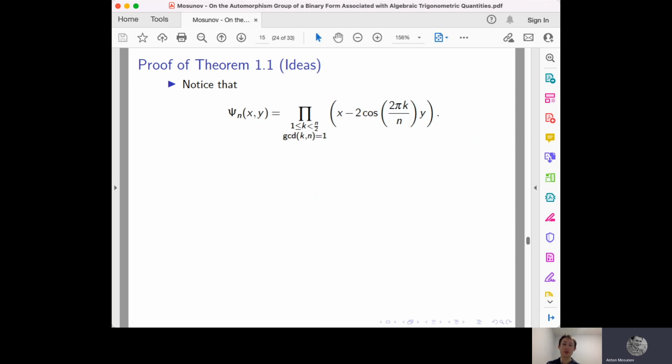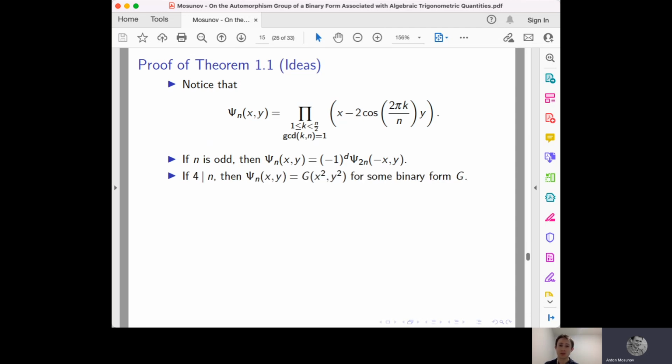For the ideas of the proof, in the case of the homogenization of the minimal polynomial of twice the cos of 2 pi over n, we simply look at the factorization of psi sub n. We notice that when n is odd, then psi sub n and psi of 2 times n are related. And we notice that if 4 divides n, then psi sub n can be expressed as g of x squared, y squared for some other binary form g with integer coefficients. And so it's sufficient to analyze two cases: when n is odd and when 4 divides n.